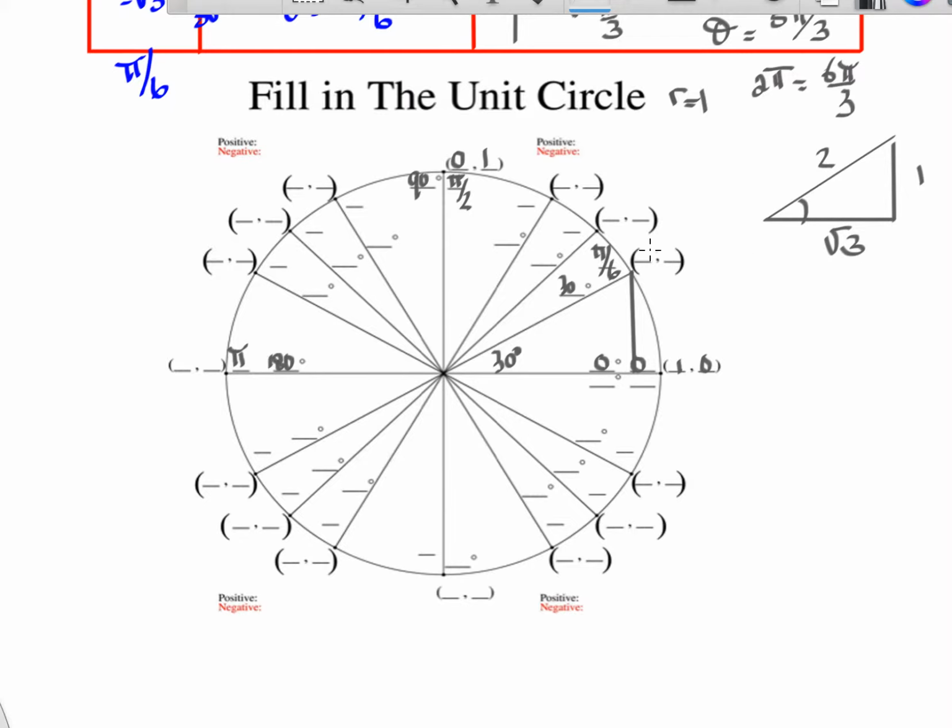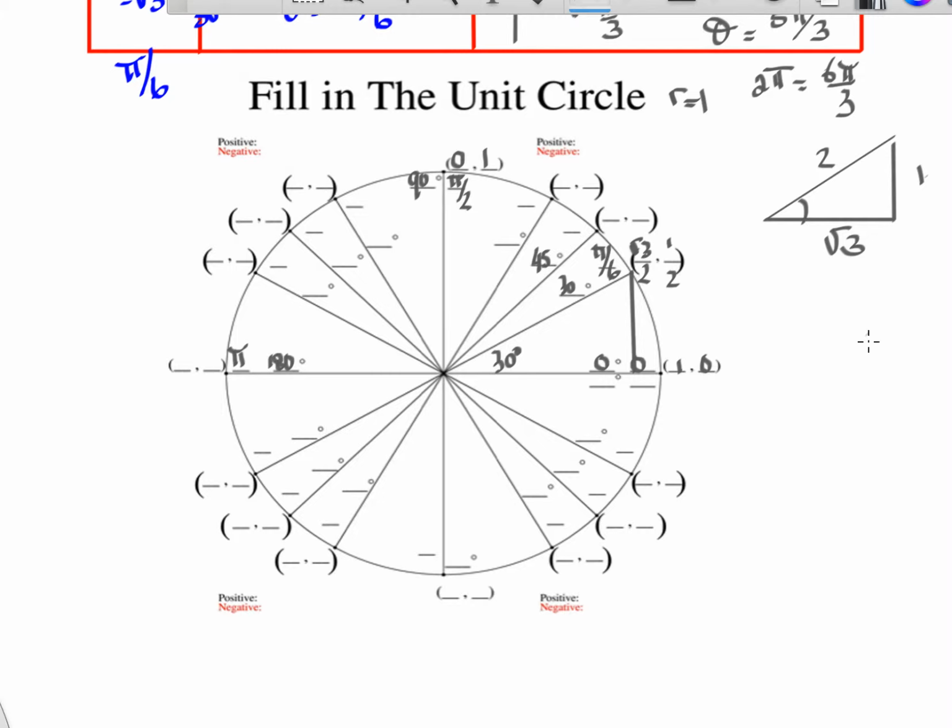So what do we know? The x-coordinate is the cosine of a 30-degree triangle. So the cosine is the square root of 3 over 2. So this number here needs to be square root of 3 over 2. The y-coordinate is the sine of this angle. So that is 1 over 2. So this is a half. Okay. The next one in this is 45.